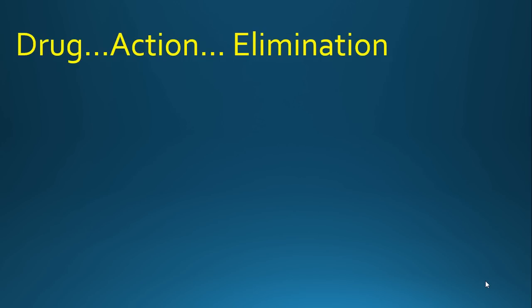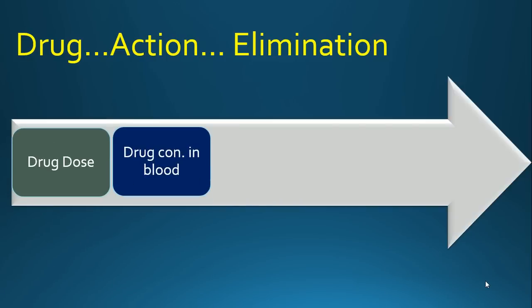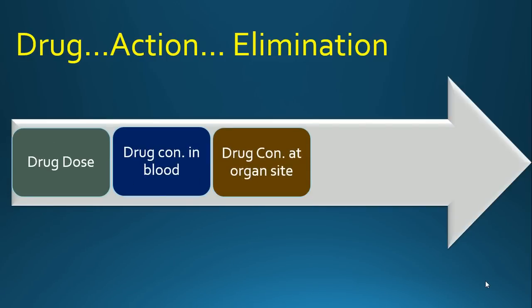Now, how does the drug actually enter the body? You give the drug dose, the drug reaches a concentration in the blood, then a drug concentration at the organ site, here organ site both where it has to act and from where it is eliminated.